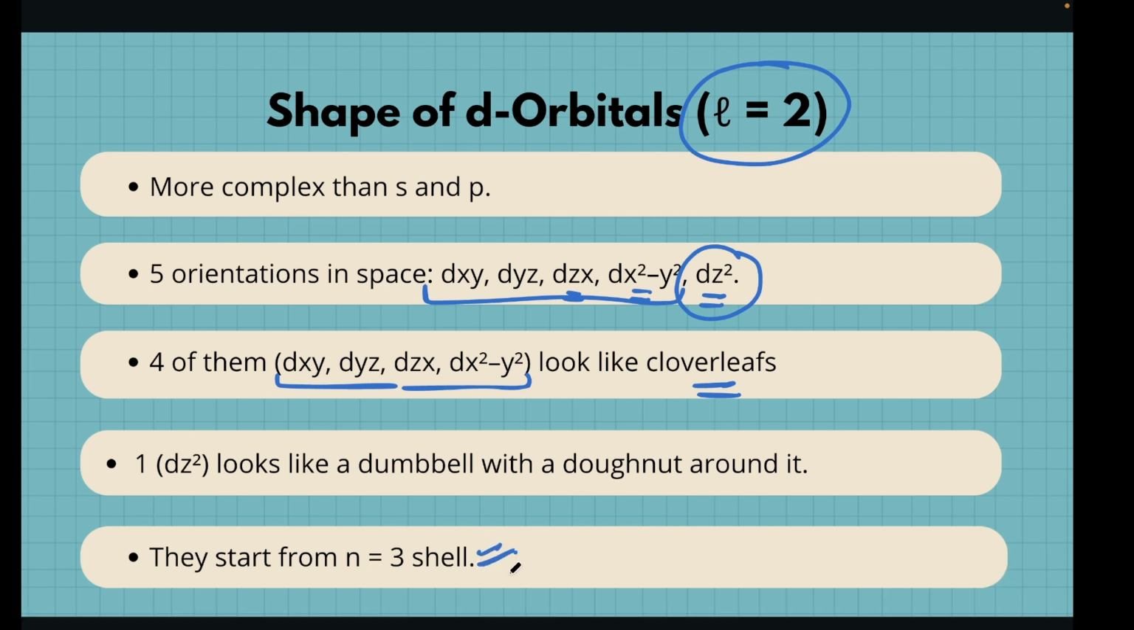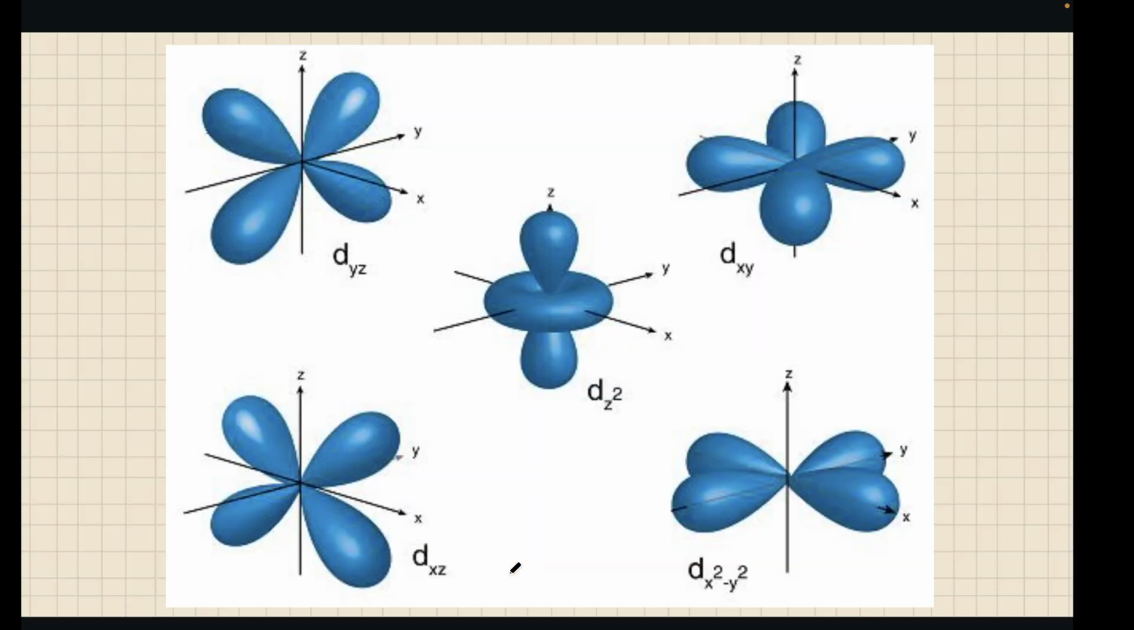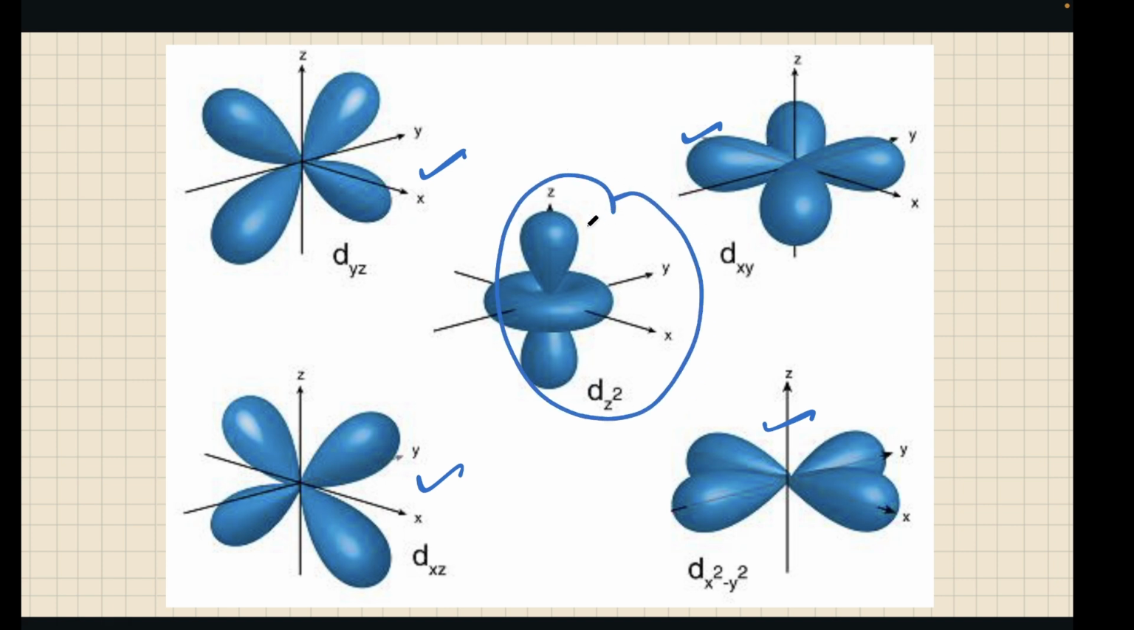So they have 5 orientations. 4 of them look like clover leaf shape, and the fifth one is like dumbbell shape with donut around it. Here you can see the orientation of d orbitals in different directions. So these 4, dyz, dxy, dx square minus y square, and dxz, look like clover leaf, and the fifth one, dz square, looks like dumbbell shape with donut in the middle. So total 5 orbitals and each can hold 2 electrons. So maximum 10 electrons it can hold.